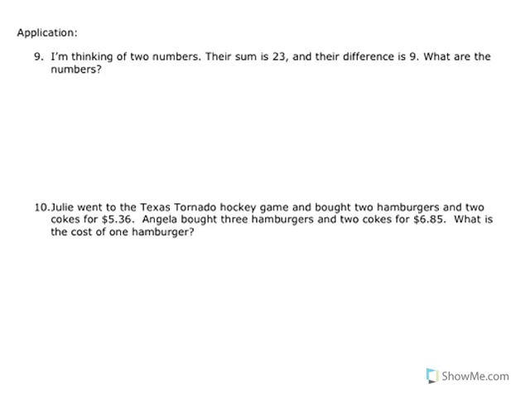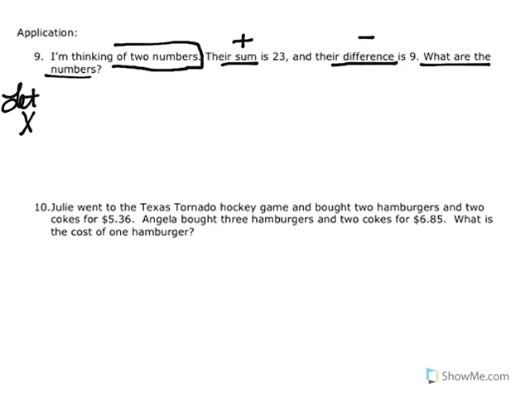So let's think about this. When we see the word sum, that means we're adding. And when we see the word difference, we see we're subtracting. So we've got to figure out 2 numbers. It says, what are the 2 numbers? So let's go ahead and write some let statements. So we'll let x equal a number, and we'll let y equal another number, or the other number.